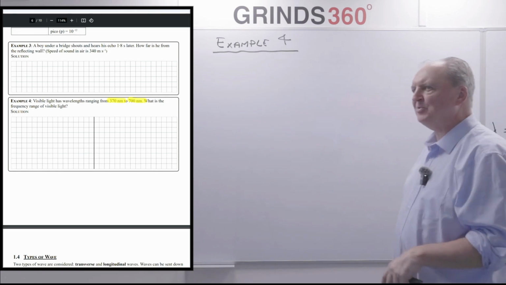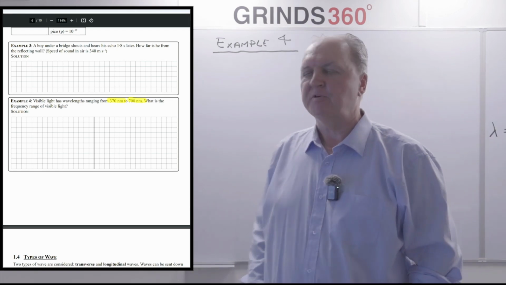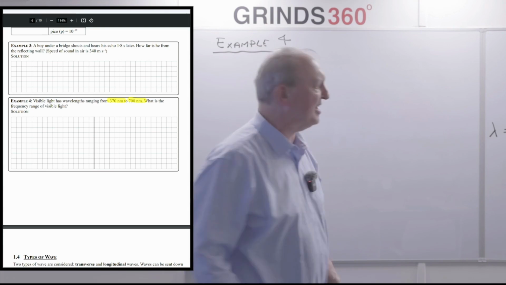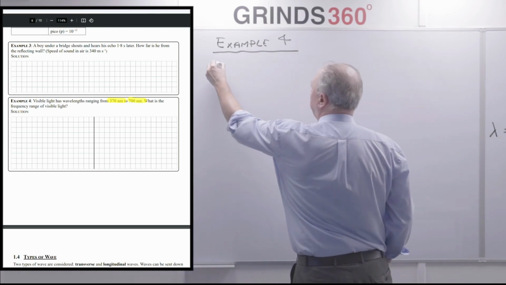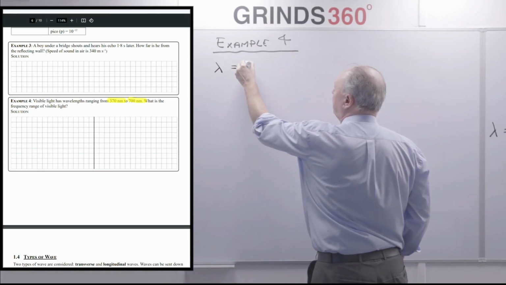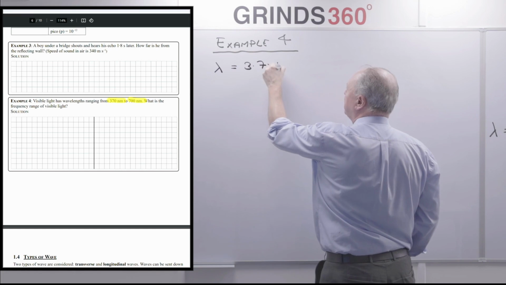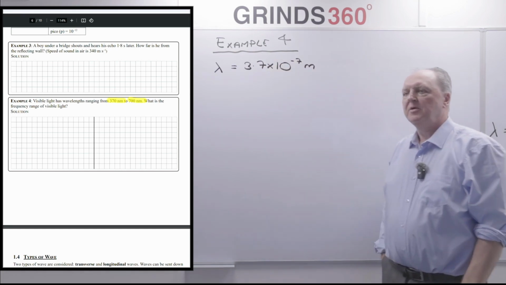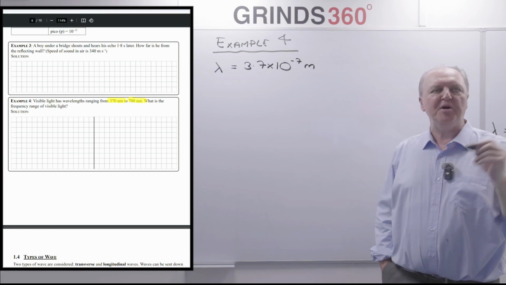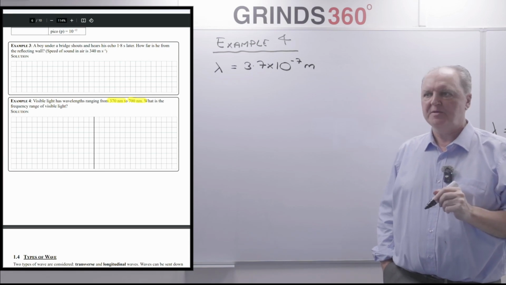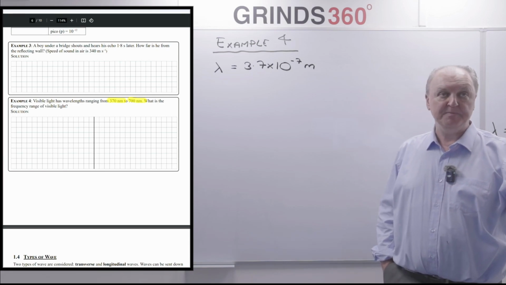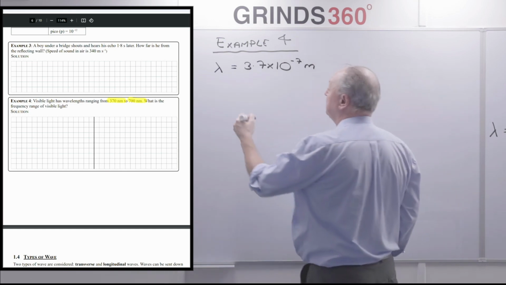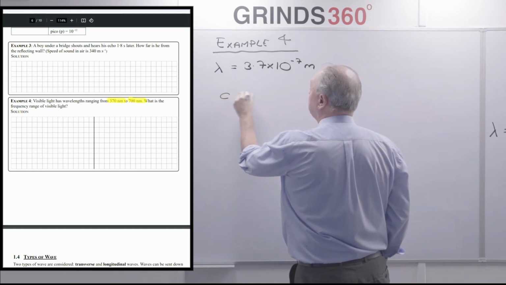So let's go back now to example 4. We're told the wavelength, lambda, is 370 nanometers, and that's equal to 3.7 by 10 to the power of minus 7 meters. They want to know the corresponding frequency for that. Well, we're talking about light now. So for light, I can use the formula c is equal to f lambda.